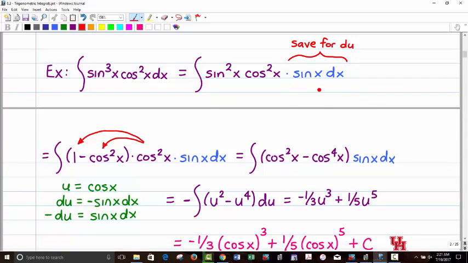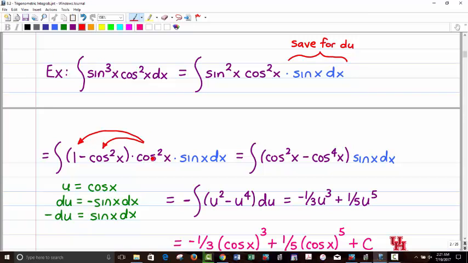And since sine's my du, that means I want cosine to be u. So I have to replace sine squared with 1 minus cos squared, because I want to be integrating cosine to get sine. So I replace sine squared with 1 minus cos squared, then I kind of distribute. That looks kind of weird distributing to the left, but that's okay. This looks kind of strange at first.